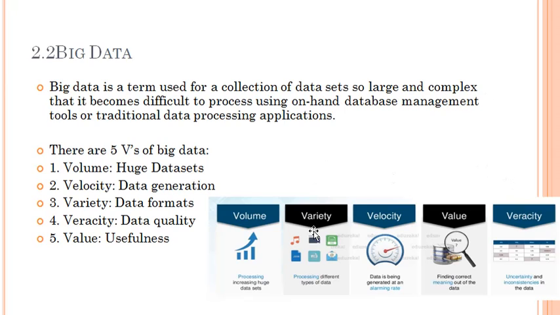In this figure, you can also see an overview of each V. In volume, we are talking about the increase in the data set. We have huge data sets. In variety, we can have data in different formats like audio, video, and numerical data as well. Velocity means the data that is being generated at an alarming rate, so high rates of data are being generated daily. Value means the significance of the data, right? And in veracity, we are talking about the uncertainty and inconsistencies present in the data. Let's discuss all these V's one by one because they are very important in data science.